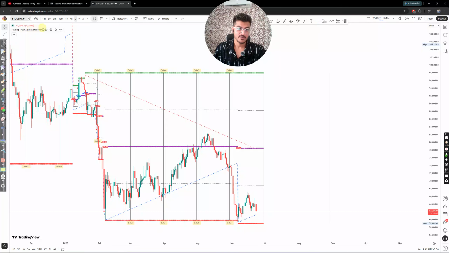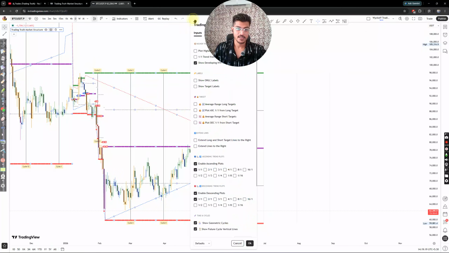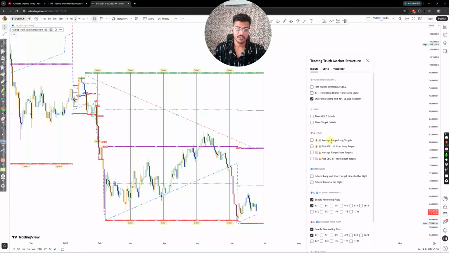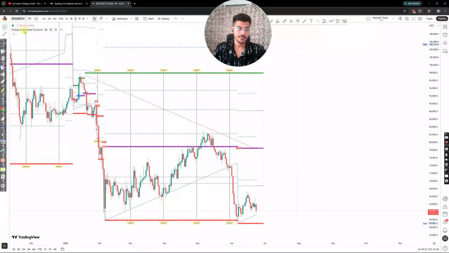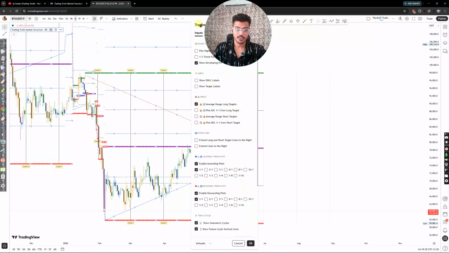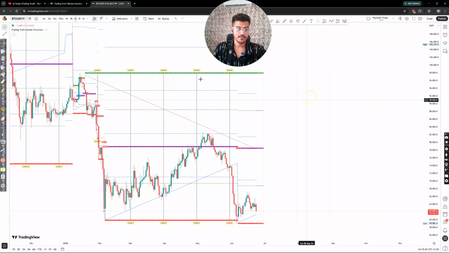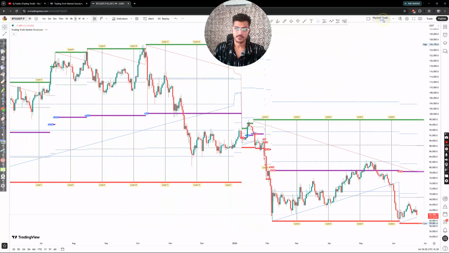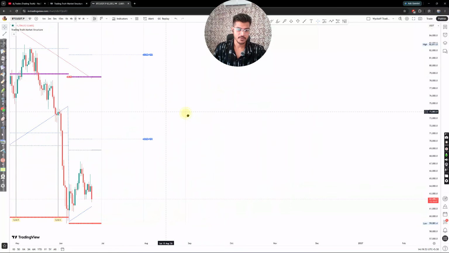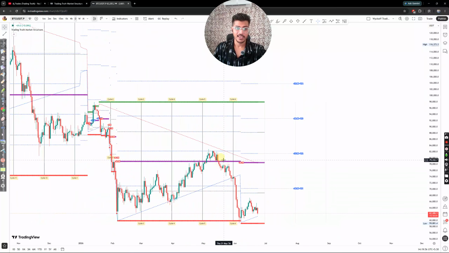So if I come here and ask it to give me an average range profit target for a long trade, it's going to plot all this stuff. You see, one, two, and you can also extend those lines. So I say extend long and short target levels, and then plot show target levels as well. It's loading right now. And there we go, TP1, TP2.